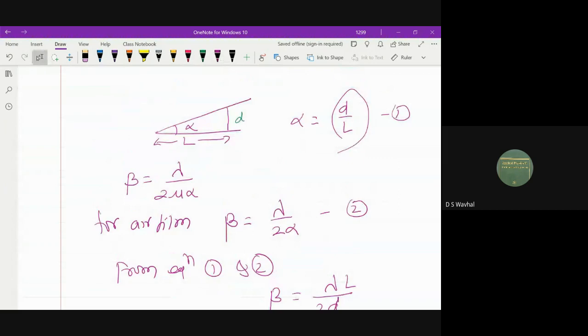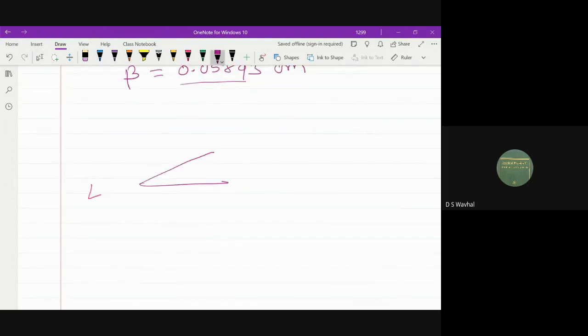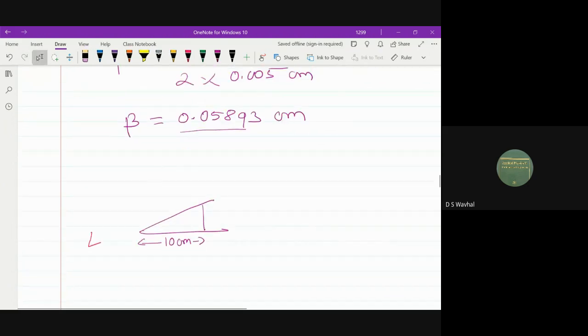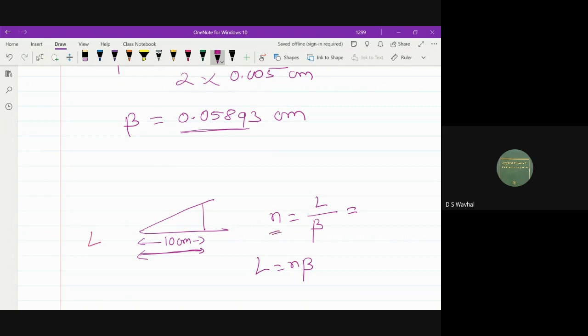So the width of one fringe is this much. And here in this diagram, this length is 10 centimeter and the width of one fringe is 0.05893. So what would be the number of fringes in this length? The number of fringes would be this length L divided by the fringe width, or we can say L equals n beta. So we have to find n. L is 10 centimeter, divided by fringe width 0.05893 centimeter, and what you get is 169.7.